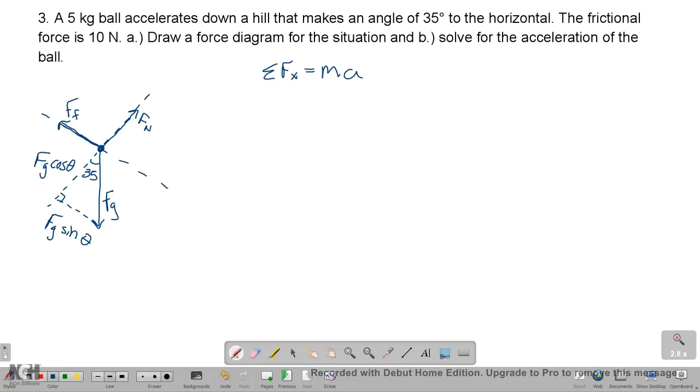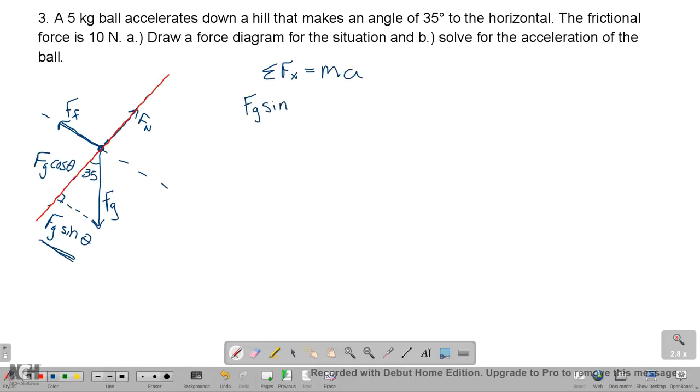Now, whenever we're doing this, we tend to get a lot of questions on this. We're looking at this line right here. This is our y-axis, this red line. Anything to the right of that is positive. Anything to the left of that is negative. So right here, Fg sine theta is to the right of that in the x direction. That will be our positive value.